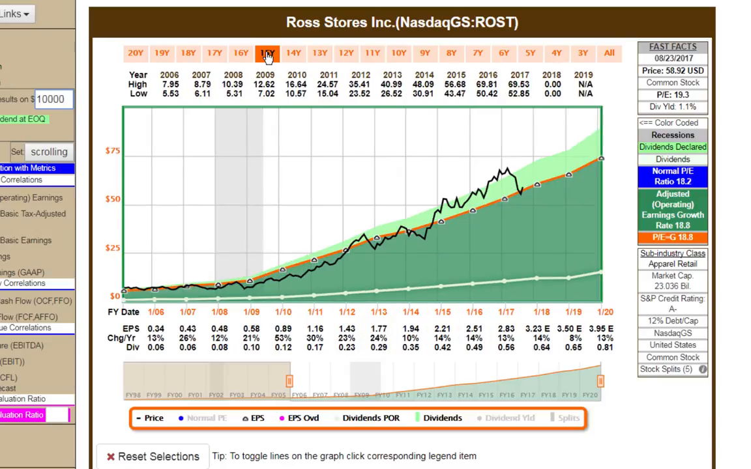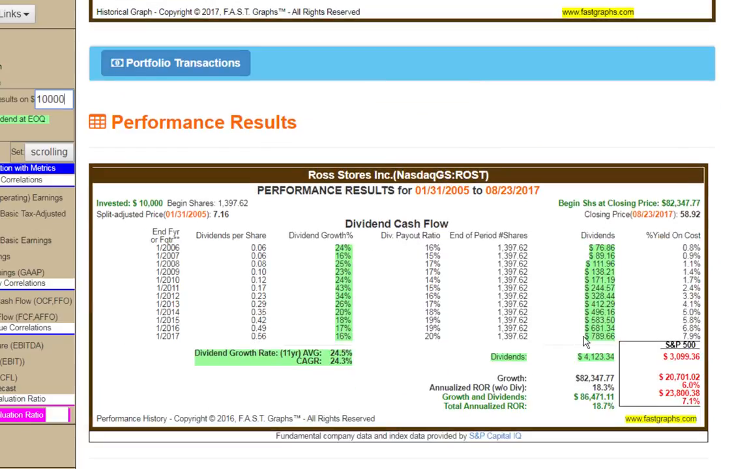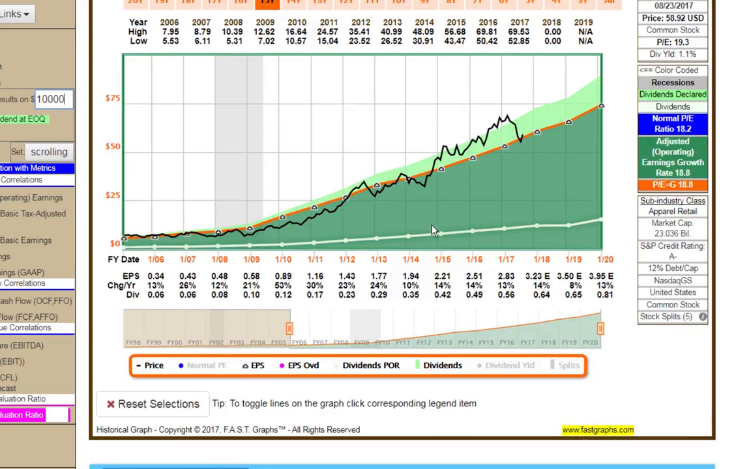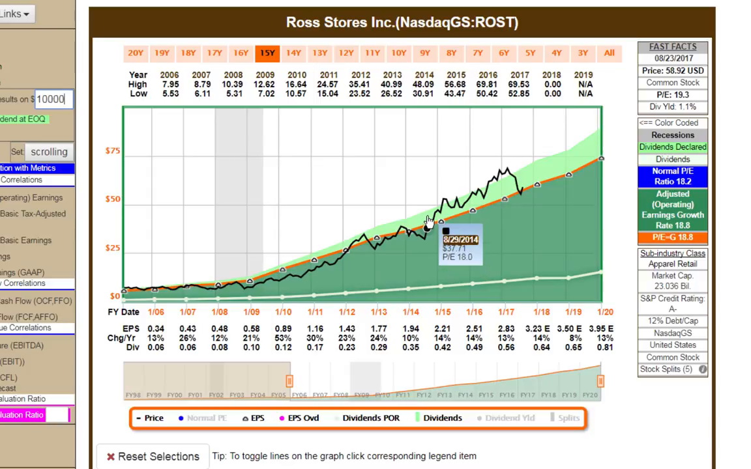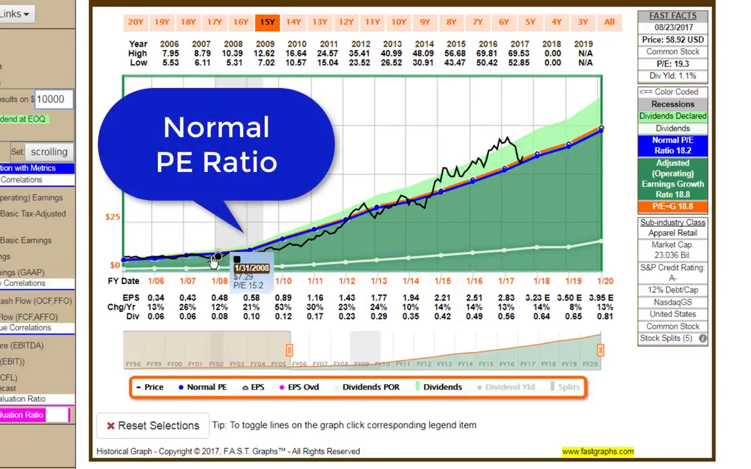As you change these time frames by just clicking these orange rectangles, we automatically recalculate the performance based on the time frame that you're actually looking at. An additional line on the graph that we add is the normal PE ratio. Now, in the case of Ross Stores, the normal PE ratio and the orange valuation reference line tend to be very similar. They're almost identical.